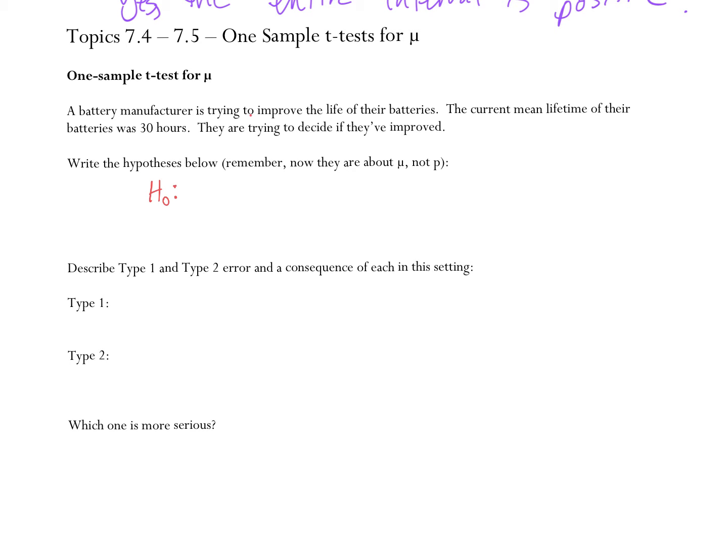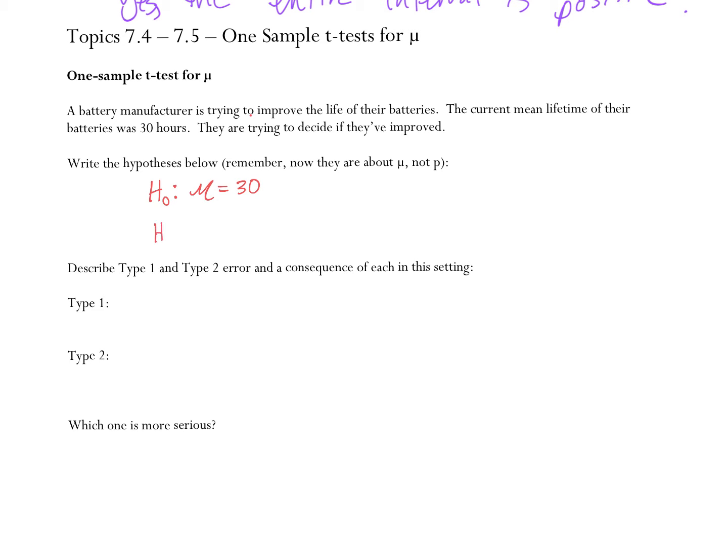It's no longer about p because we're no longer talking about percentages. We're talking about means. What symbol should I use instead? Mu. What do you think it should be? Null hypothesis always has an equal sign. It should be mu equal to 30 hours. Okay?